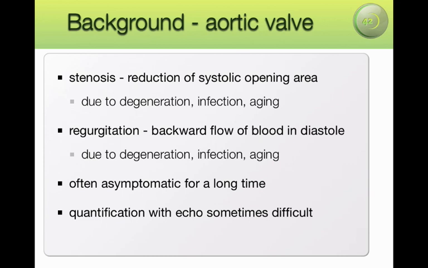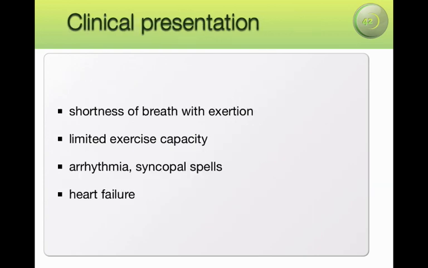The problem with aortic valve diseases is that they are often asymptomatic for a long time, and that in some patients quantification with ultrasound is sometimes difficult due to patient factors or just technical reasons. The clinical presentation of any aortic valve disease most often comes with shortness of breath with exertion, with a limited exercise capacity, and sometimes patients present with arrhythmias or after syncopal spells. At the end stage of the diseases, most patients present in heart failure.